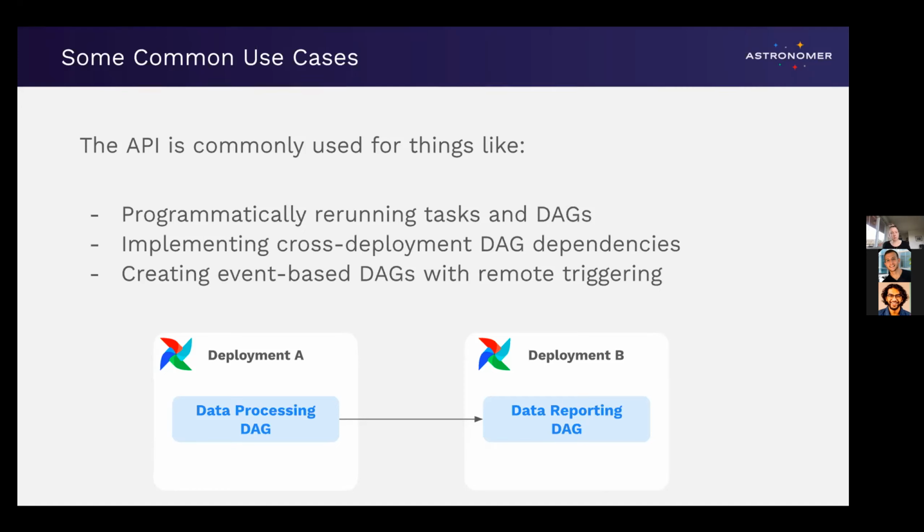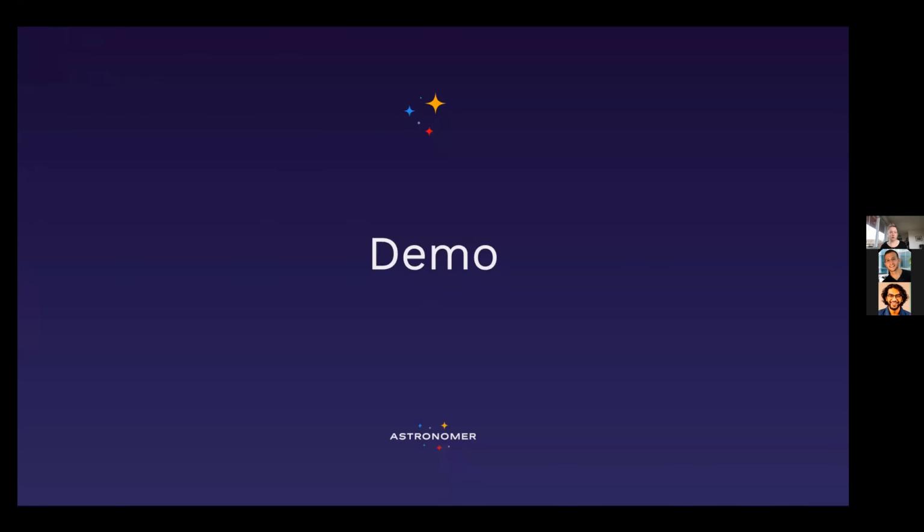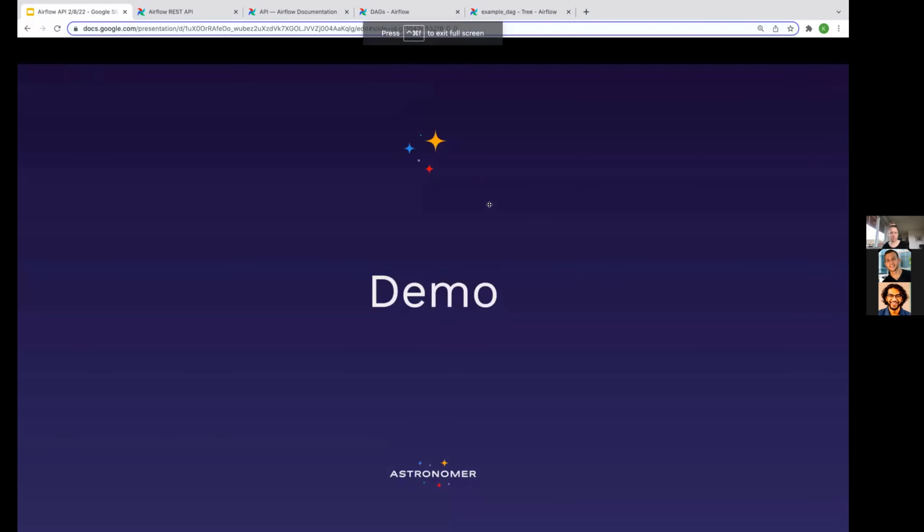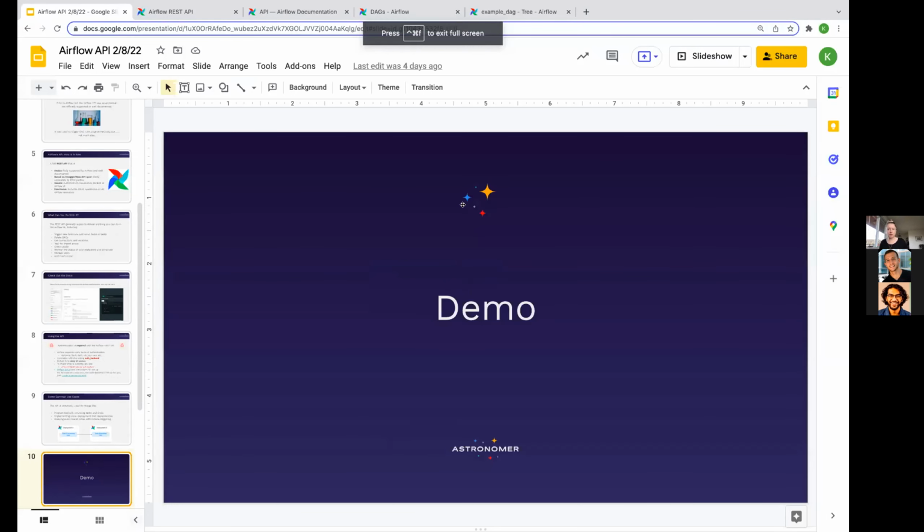And then we'll also talk about creating event-based DAGs with remote triggering. That's the concept of triggering your DAG from some other system external to Airflow based on some event. So we'll talk more about those use cases there. From there, I'm going to switch gears briefly and dive into demoing some of these things and showing how the API works.